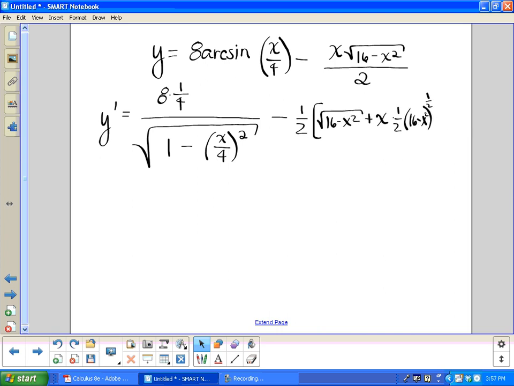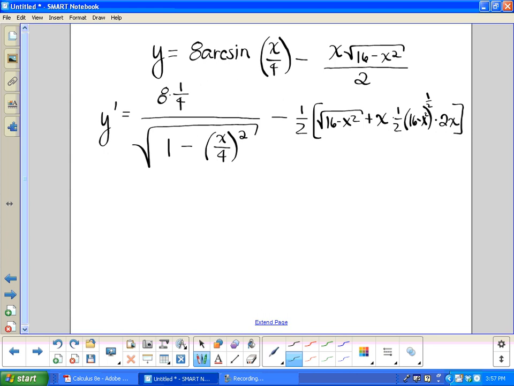There we go. And then, actually, the first time I worked this, I got it wrong. So don't forget, when I'm taking the derivative of the square root of 16 minus x squared, I have to use the chain rule on that also. So I'm also going to have to multiply by 2x because that's the derivative of the inside.